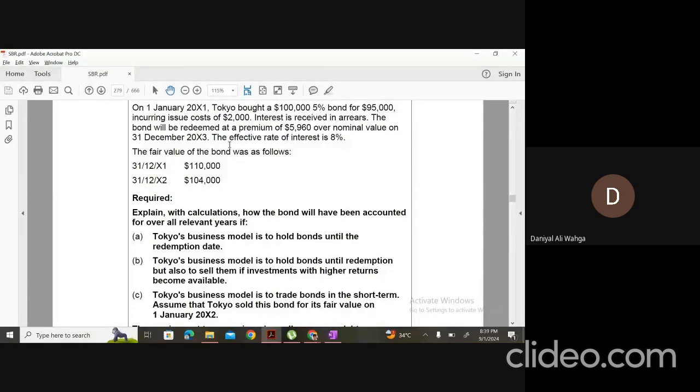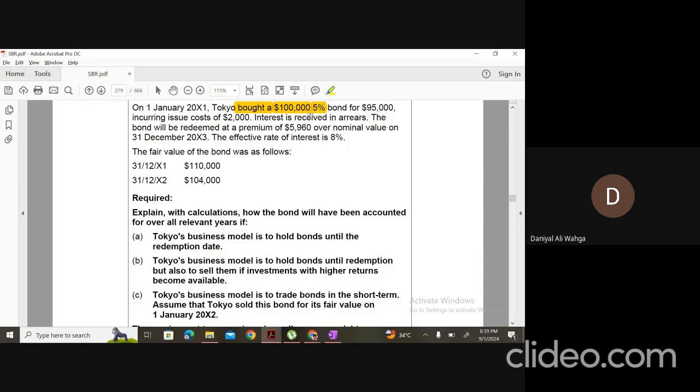On 1st of January 2001, Tokyo bought 100,000 5% bonds at 95,000, incurring an issue cost of $2,000. Interest is received in arrears. Again, you need to understand the language of the question. The language says you have bought these bonds, so this is an investment. This is the face value, 100,000. This is the coupon rate. The par value and the coupon rate are normally written side by side.